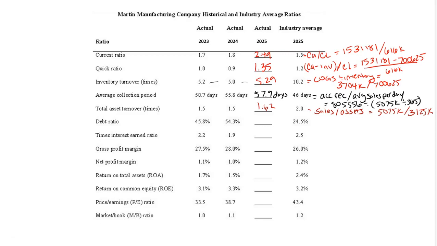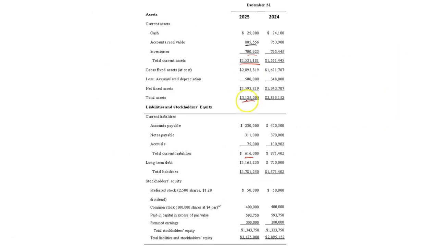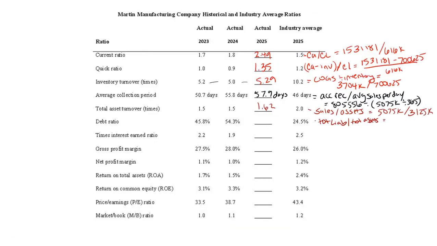Debt ratio is calculated as liabilities over assets, so total liabilities over total assets. Both of these are found on the balance sheet. Our assets are $3.125 million, and our liabilities is $1,781,250. So total liabilities was $1,781,250. Divide that by the $3.125 million, and we get 57%.